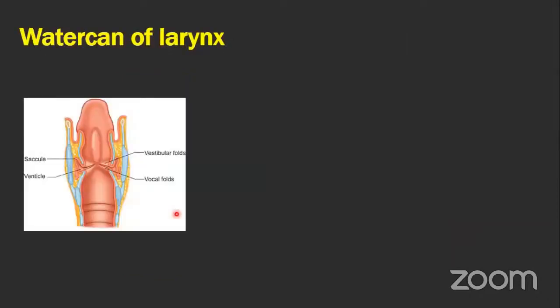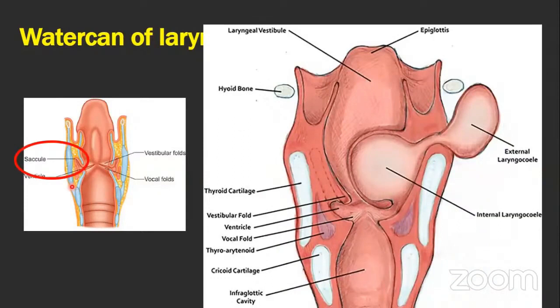Another one is the water can of larynx. What is this water can of larynx? It is the saccule. See, the saccule. Actually, it is a diverticulum of mucous membrane, and this starts from the anterior part. I already told you there is a laryngeal ventricle. Between the vocal fold and the vestibular fold, there is a space called the laryngeal ventricle.